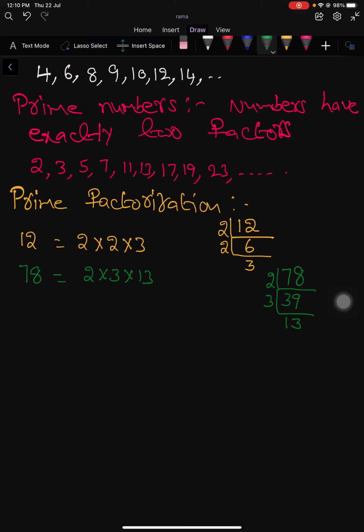Students, today we learned about factors, composite numbers, prime numbers. Now you can do the following worksheet and send it to my number. First, worksheet.